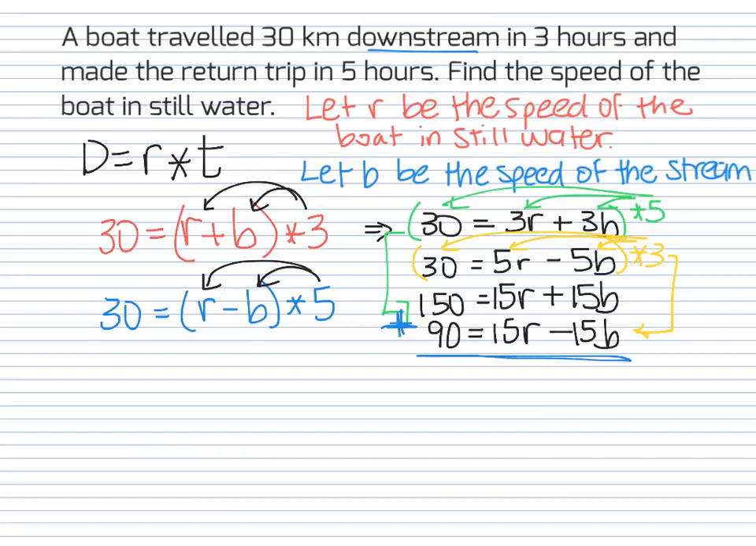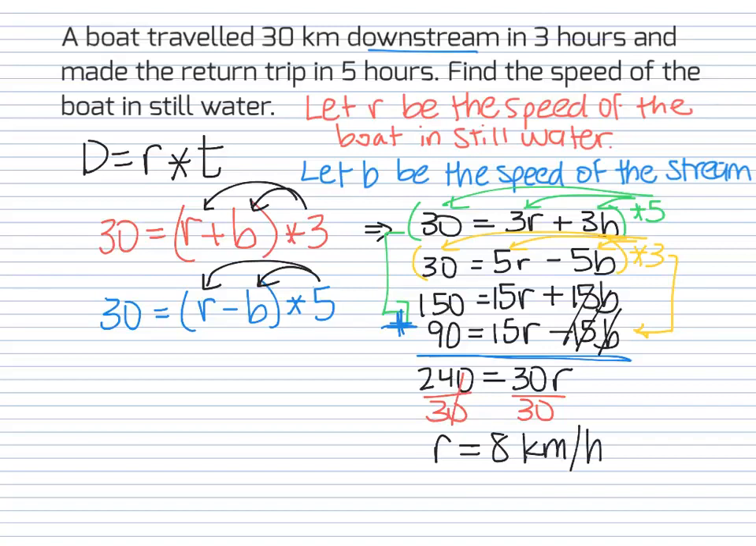150 plus 90 is going to be 240. 15r plus 15r is 30r. And the b's should cancel out. If it doesn't, you know you made a slight error and you need to go back. Divide both sides by 30, and I get that the rate of the boat in still water is 8 kilometers per hour. One of the reasons I chose to eliminate the b's as well is because I knew the question was actually asking me for the rate of the boat in still water. It was asking me for r.